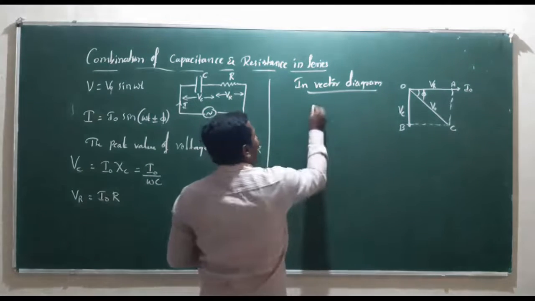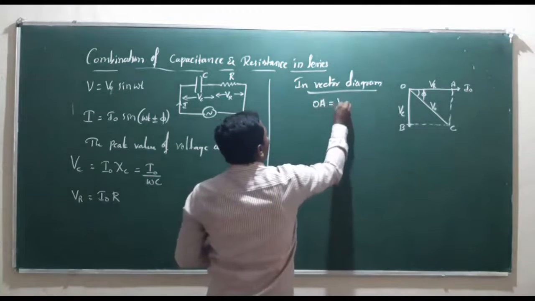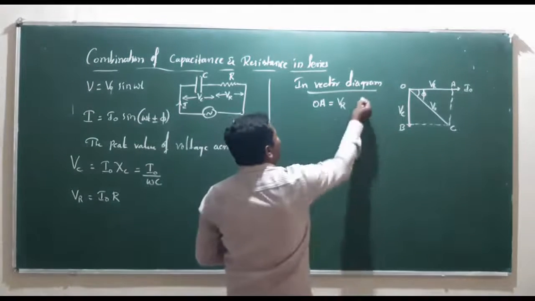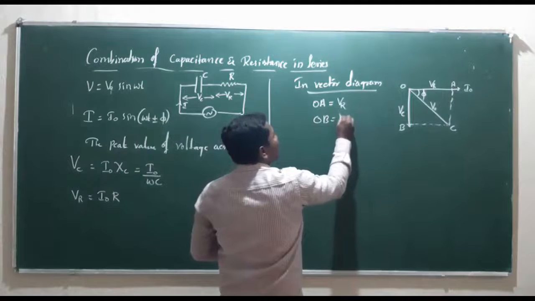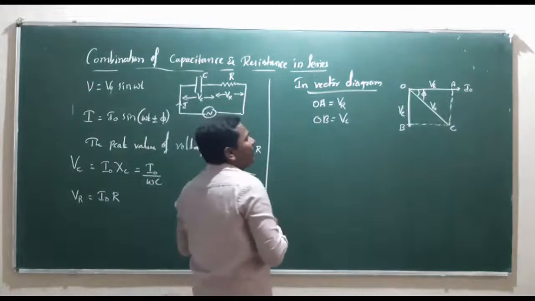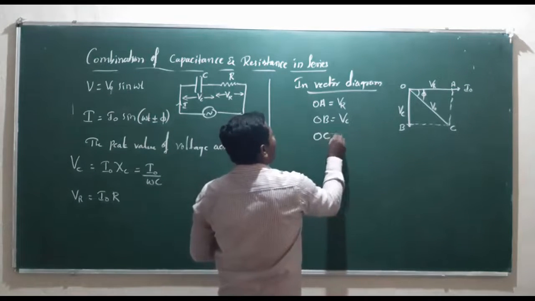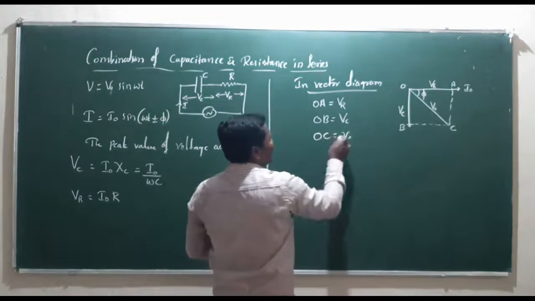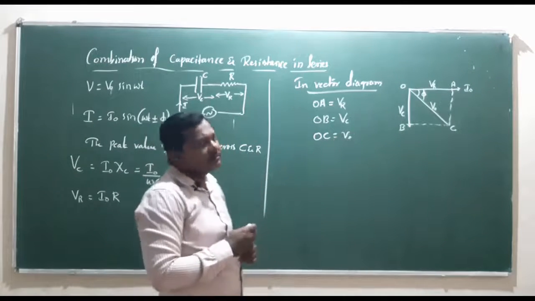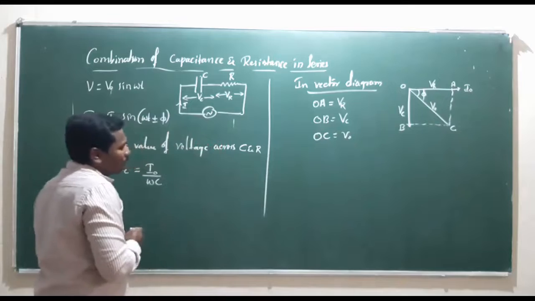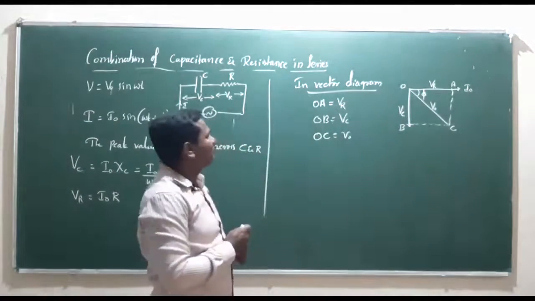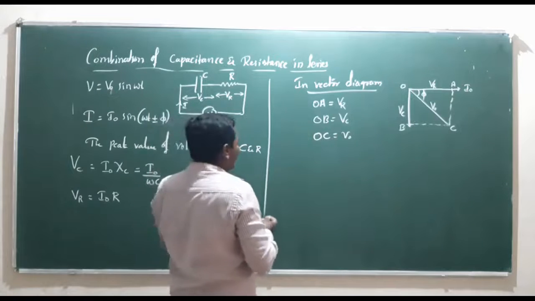So, in the vector diagram we are going to observe OA, which is equal to VR, the voltage across the resistor, along the x axis, OB, which is equal to VC, the voltage across the capacitor, along the negative y axis, and OC, which is equal to V naught, the resultant of these two vectors. So, in this case the current leads the voltage by pi by 2.